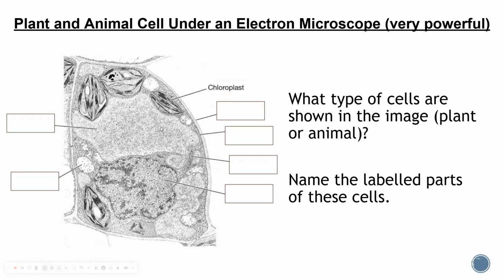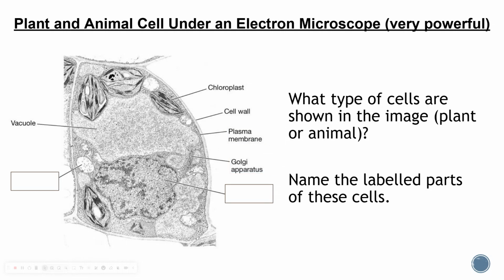Now, this part here looks like a chloroplast. If you were thinking that, you were correct. Cell wall. This large organelle, knowing it's a plant now, is your large central vacuole. This is your cell membrane, sometimes called a plasma membrane. This is hard. This one's really hard to tell. It's called a Golgi apparatus.